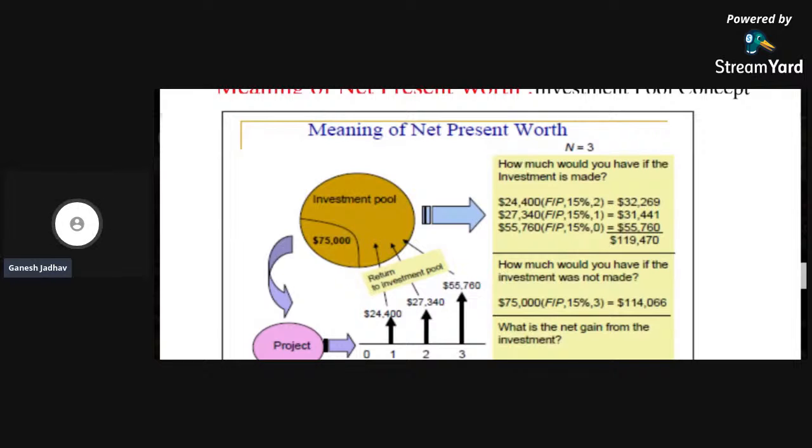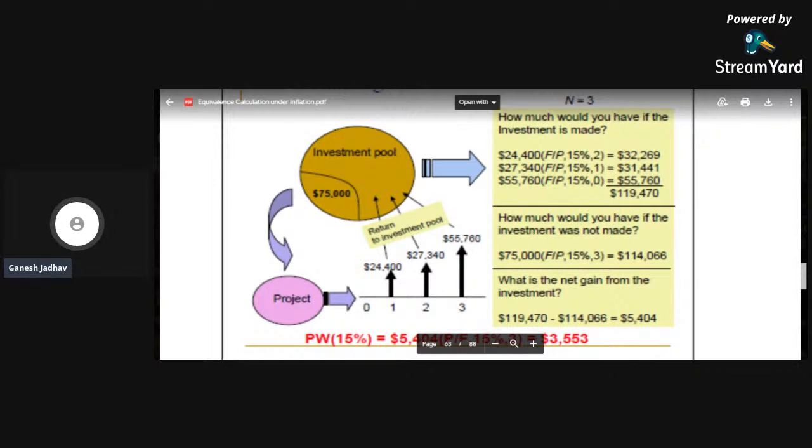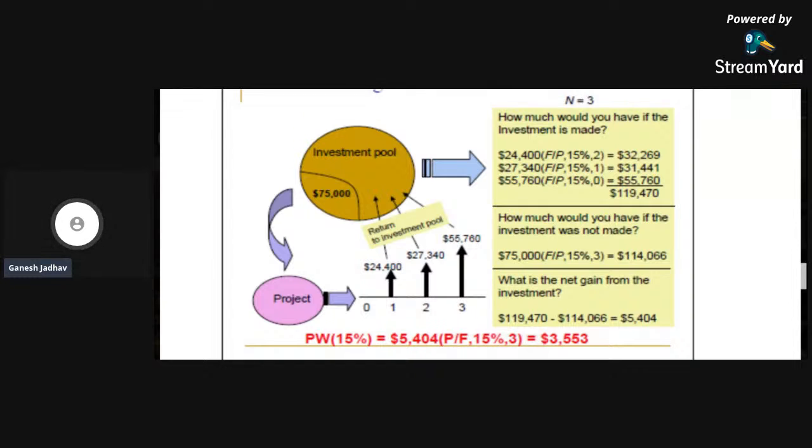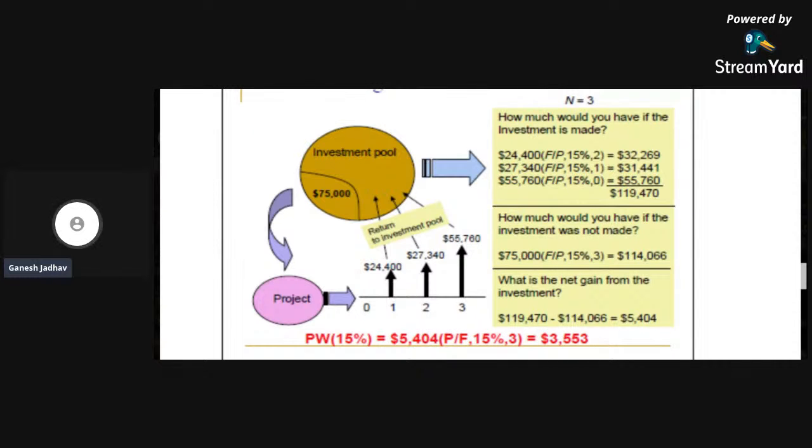So you can also verify it by using the formula F is equal to P (1 + i)^n. Here also you calculate this value with the same formula, and this value also with the same formula, and at the end of the 3 years you can calculate your total amount.